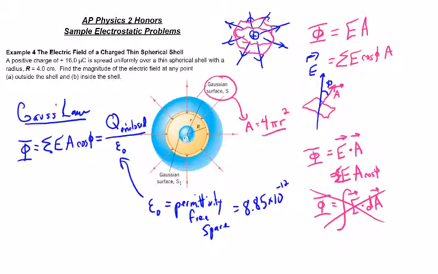It does have a unit. It's newtons per coulomb over meter squared or something like that. I don't remember what the unit is off the top of my head, so I apologize. I'm not going to really worry about that to kind of figure this out. So in this particular problem, they say find the magnitude of the electric field at any point outside the sphere and inside the sphere.